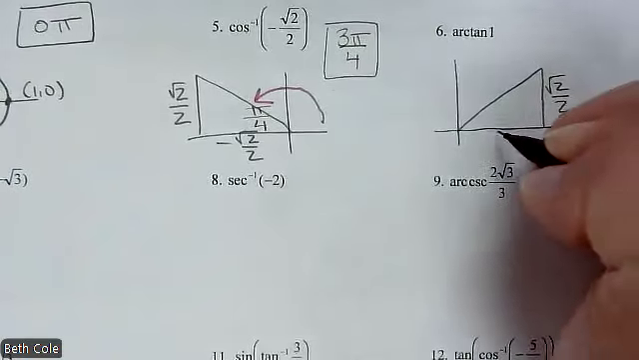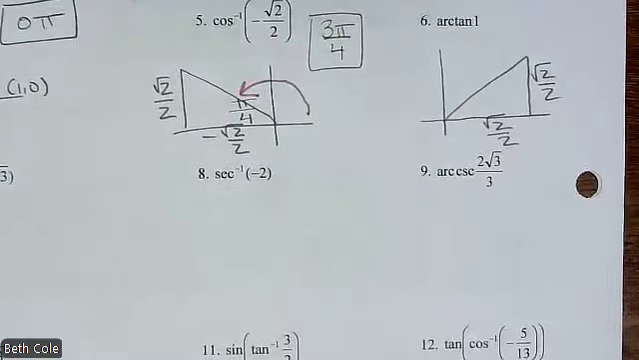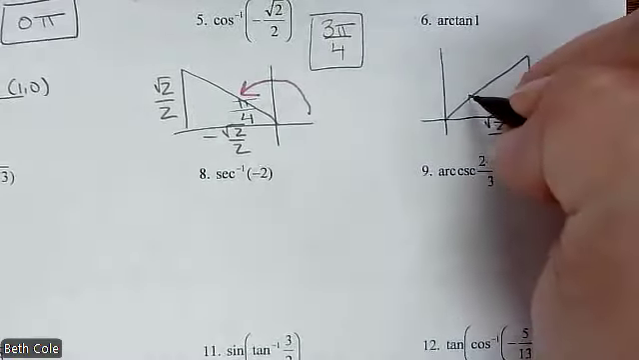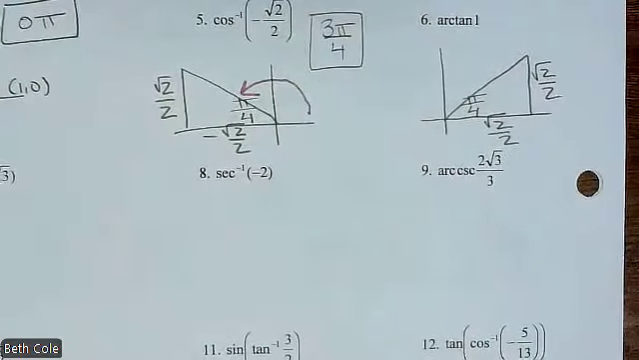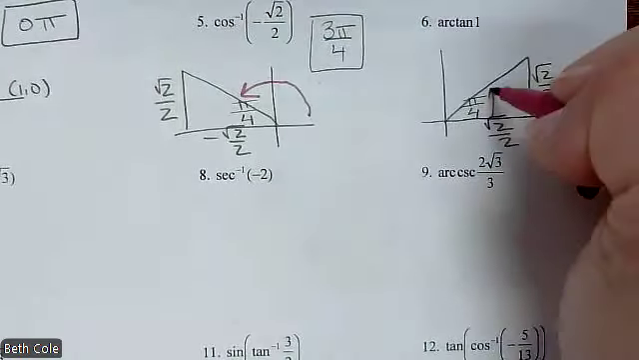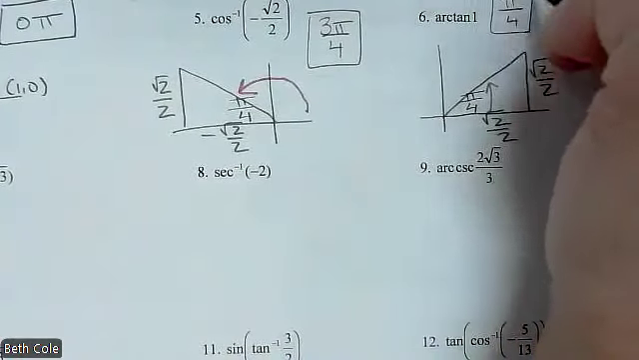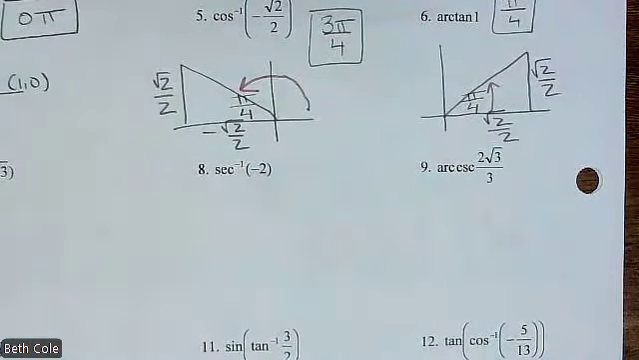Good. Why do they both have to be square root of 2 over 2? Anything over itself is 1. That's how you get that. So our angle is pi over 4. And because you're in quadrant 1, your answer just is pi over 4. If you're in quadrant 1, whatever you get just is your answer. You didn't rotate far enough for it to be anything different.